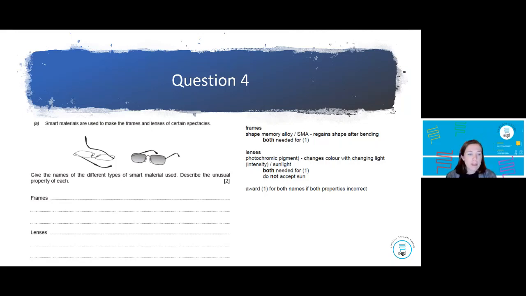So in terms of the frames, to begin with, they are made from a shape memory alloy, and this regains shape after bending. Okay, so you can use some heat there to regain shape. And then in terms of the lenses, well, this would be a photochromic pigment because it changes colour with changing light intensity or sunlight. Okay, so hopefully you can see the connection with those two. Well done if you got those correct.